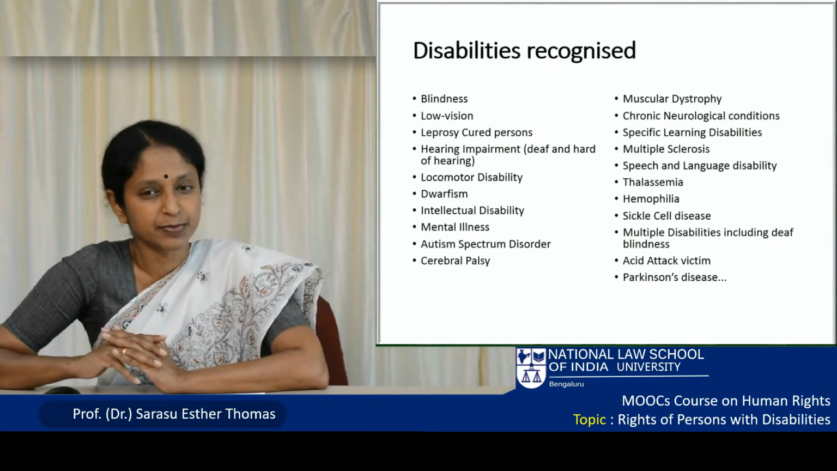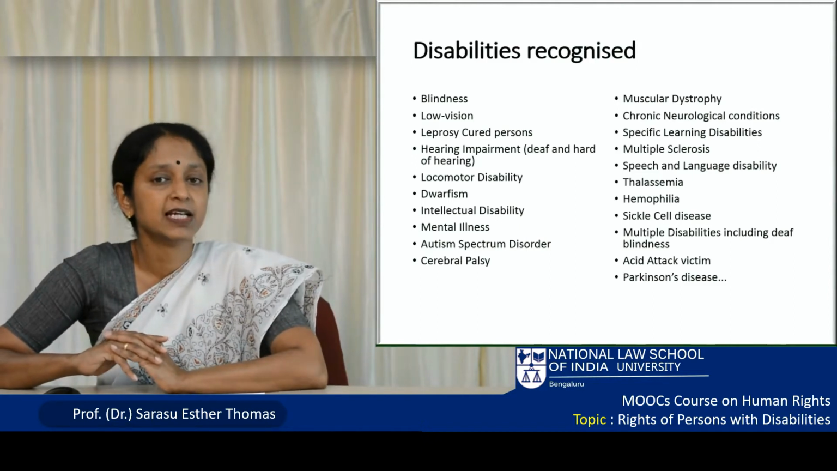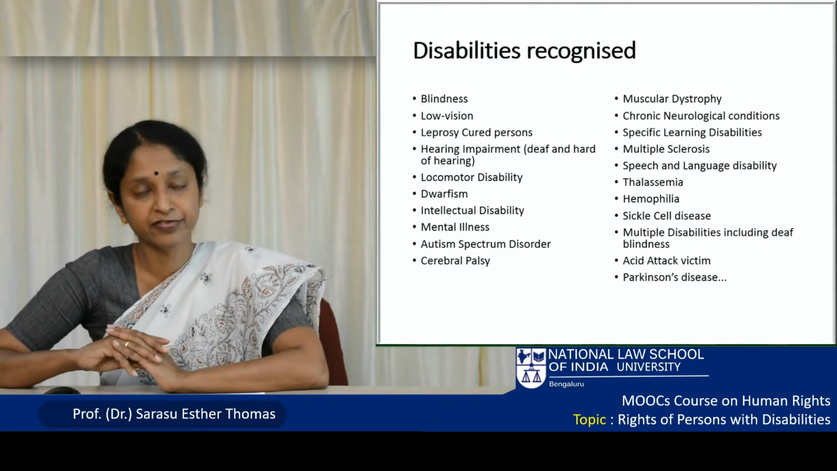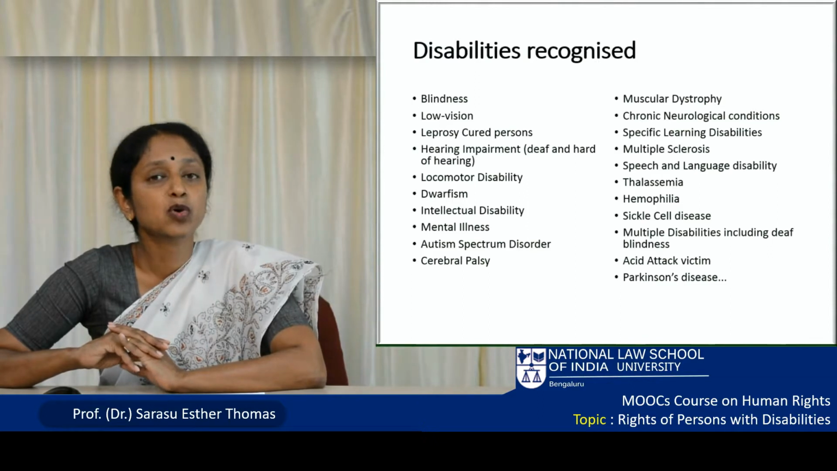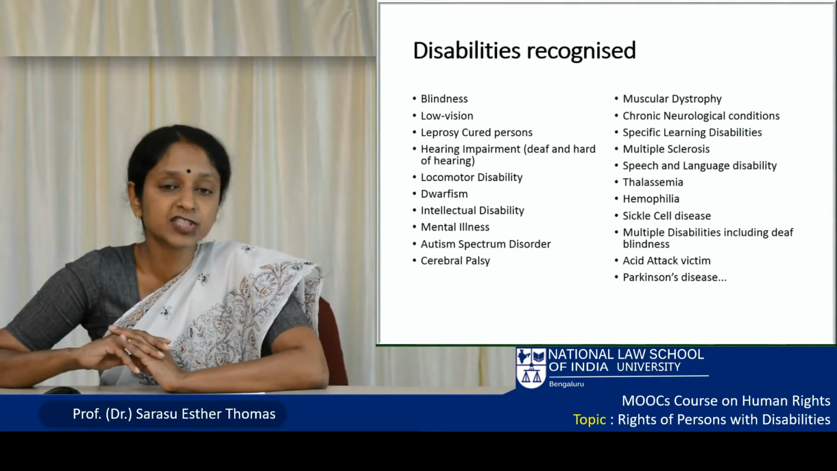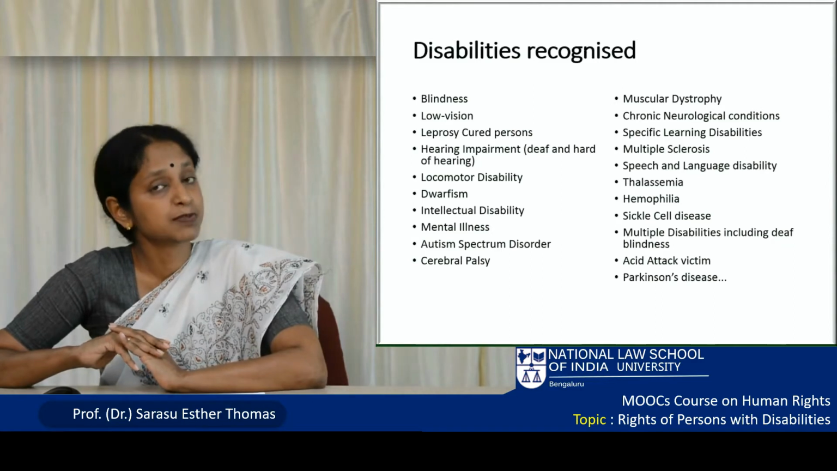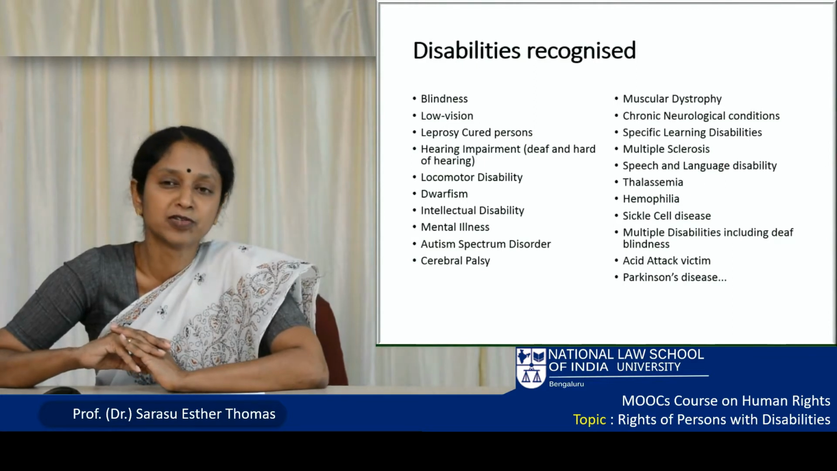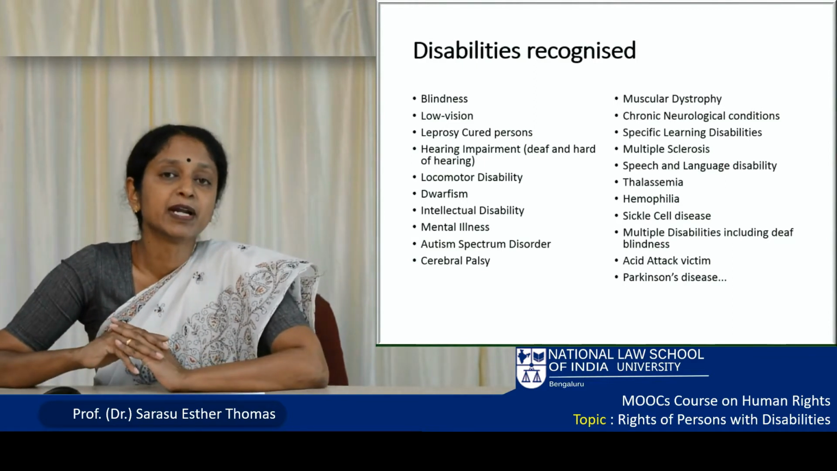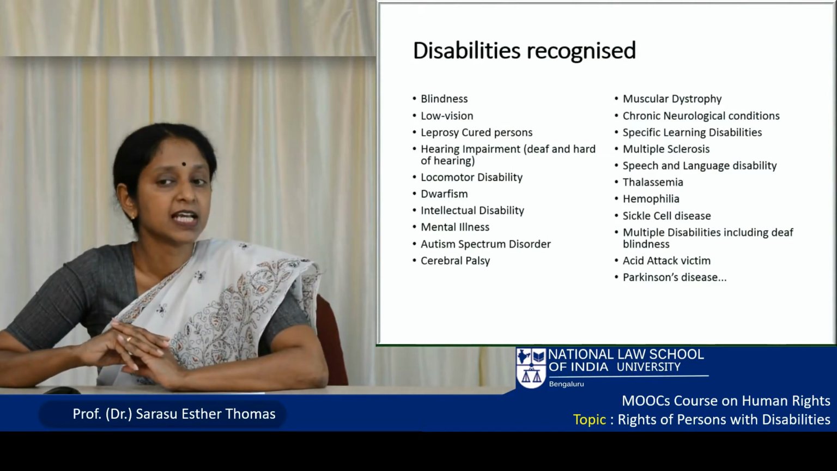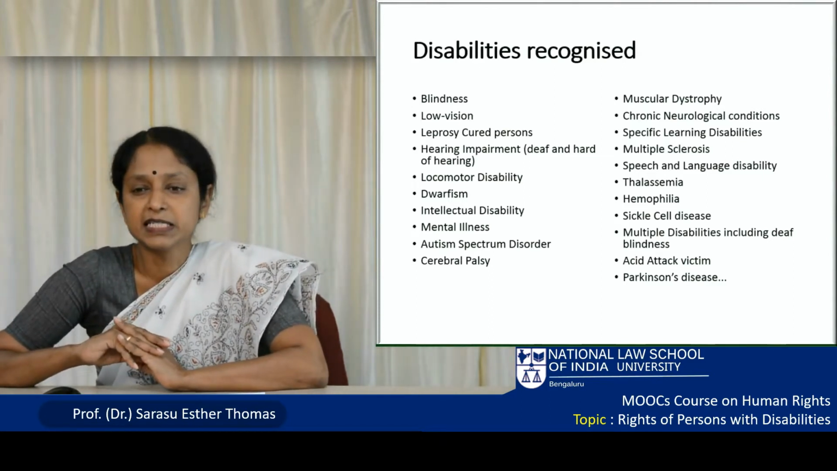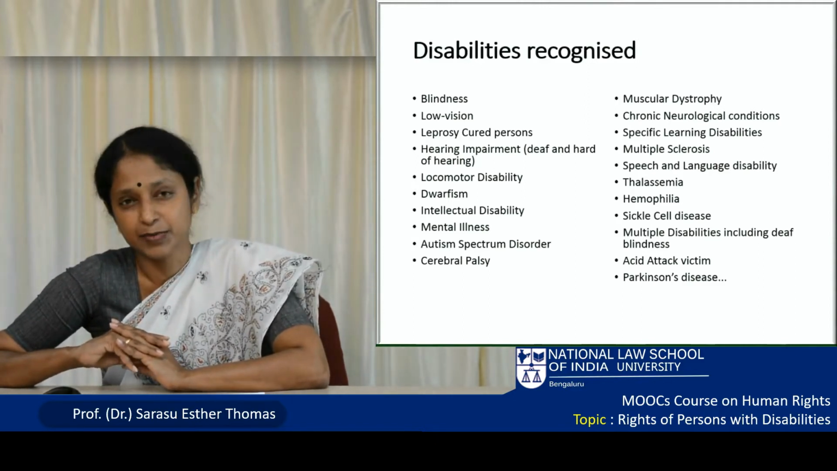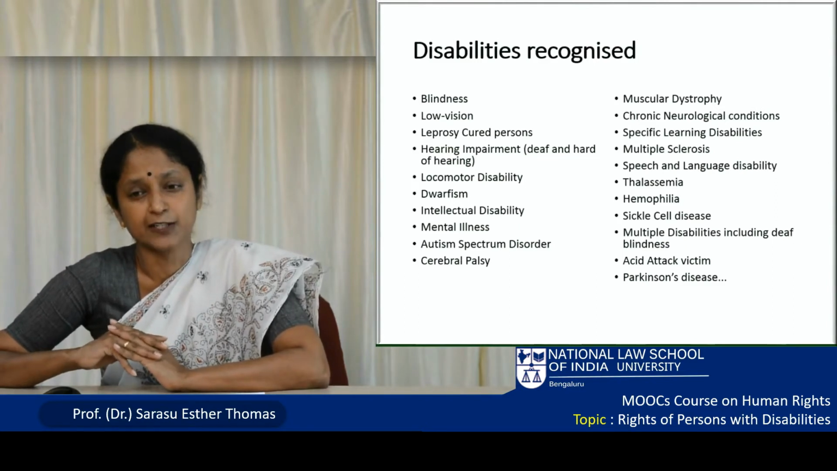Now, these are the disabilities which are recognized: blindness, low vision, leprosy-cured persons, hearing impairment, which includes deaf as well as hard of hearing, locomotor disability, dwarfism, intellectual disability, mental illness, autism spectrum disorder, cerebral palsy, muscular dystrophy, chronic neurological conditions, learning disabilities, multiple sclerosis, speech and language disability, thalassemia, hemophilia, sickle cell disease, multiple disabilities, and it also includes acid attack victims and persons with Parkinson's disease and so on.